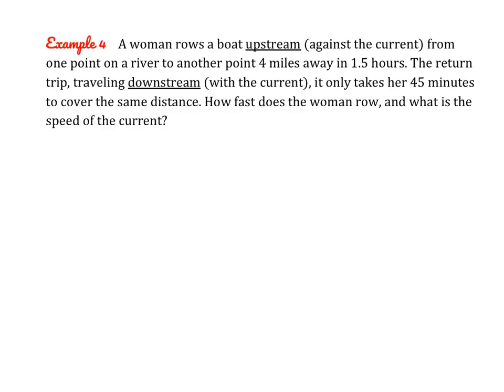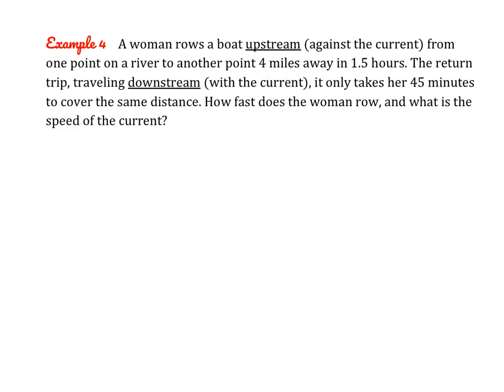Okay, let's give this a try. So this next example says, a woman rows a boat upstream, which means she's going against the current, from one point on a river to another point 4 miles away, and it takes her 1.5 hours. The return trip, traveling downstream, so that means you're traveling with the current, only takes her 45 minutes to cover the same distance. How fast does the woman row, and what is the speed of the current?